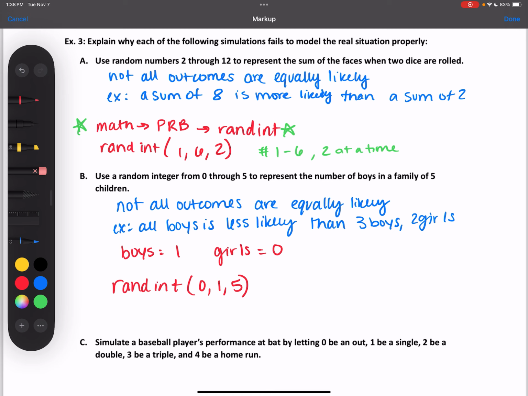So write down the number of boys until you get to 20 trials. So I got 3 on the first one, and you can do however many you got. On the second one, I got 1, and so on and so forth. So run 20 trials, and then we're going to use that to explain what the percentages are.